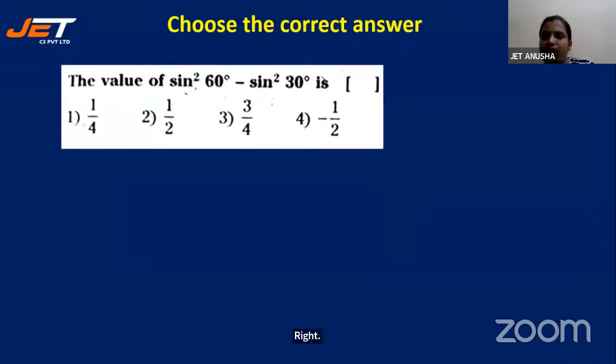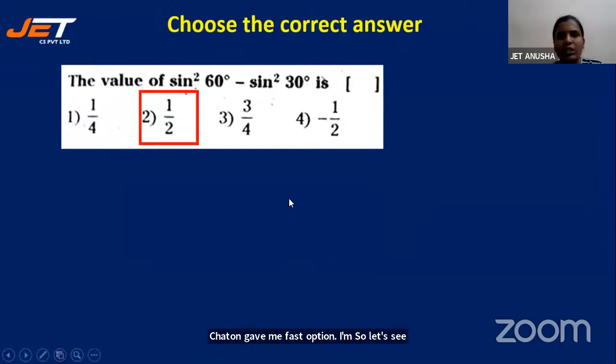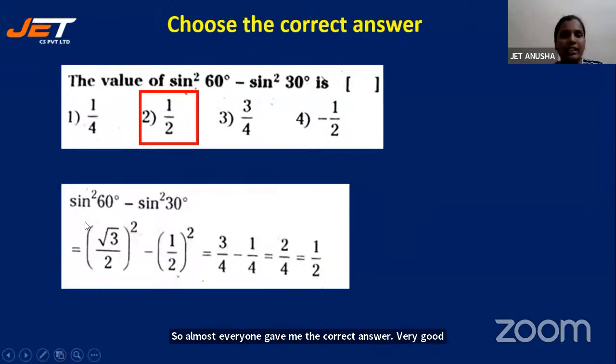So Monica gave me 2. Navanita 2. Salma 2. Second option, they gave us the answer as 1 by 2. Taruni, Gayatri, Saivardhan, Rakesh. Chetan gave me first option. Ramcharan, Sirisha, Akshay. So let's see what the answer is. Prasad gave me third as the option. So the answer is second option, that is 1 by 2. So almost everyone gave me the correct answer. Very good.